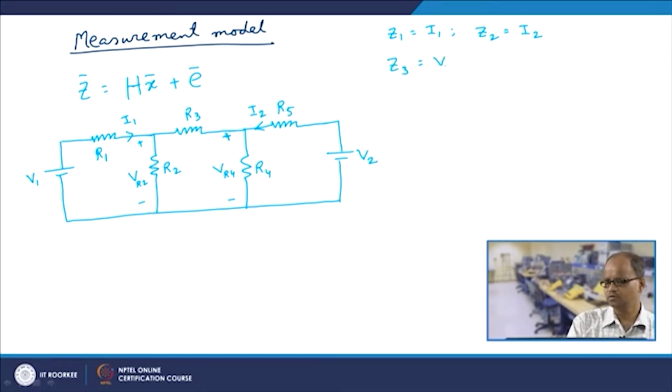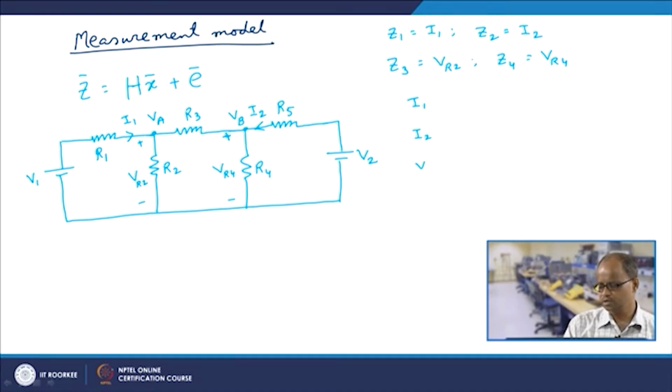Z3 is VR2, that is the voltage across this resistance R2, and Z4 is VR4. So, that is what is our measurement. Then essentially we have to find out what would be the expressions of I1, I2. Now, let us say this point is VA, and let us say this point is B. So, let us say this particular voltage is VB.